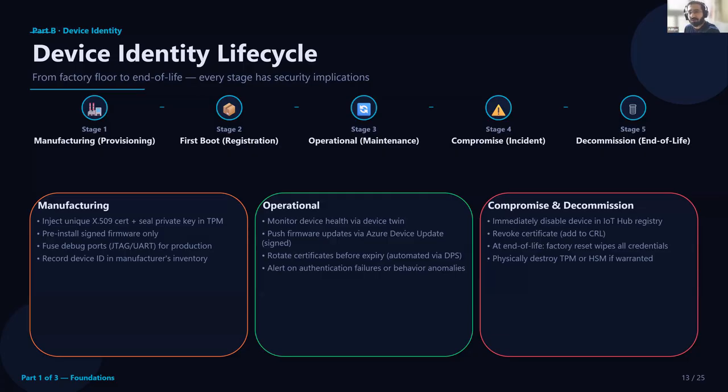If a device is stolen or compromised, the response must be immediate. Revoke the certificate in IoT Hub, disable the device, rotate any shared credentials, and investigate the blast radius. That's stage four. Then end of life.